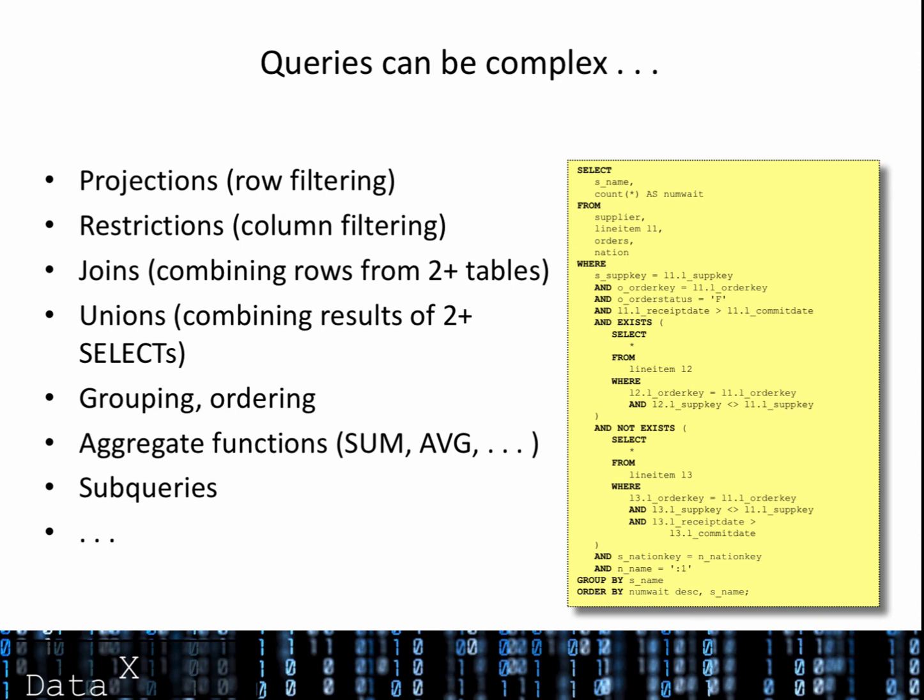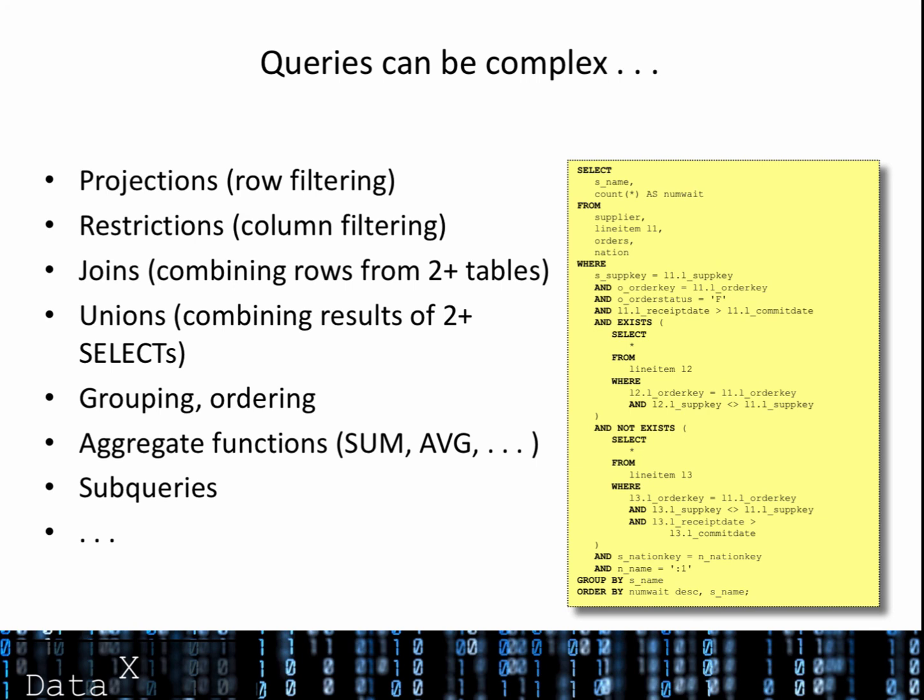Now, as you might imagine, SQL can get quite more complicated in real life. In fact, queries often consist of many different kinds of operations, ranging from projection and restriction operations to filter the rows and columns returned in the result set, to join operations that combine rows from multiple tables, or union operations that combine the results of multiple select statements.